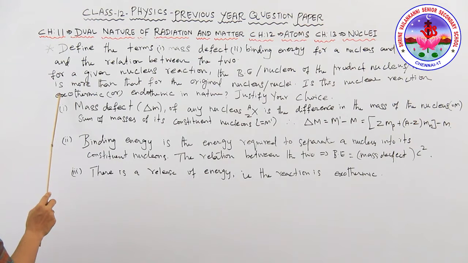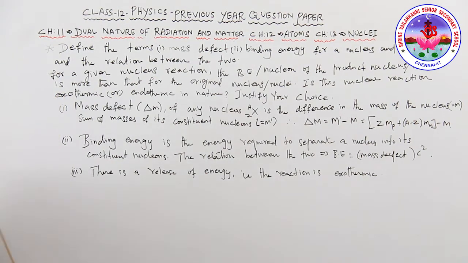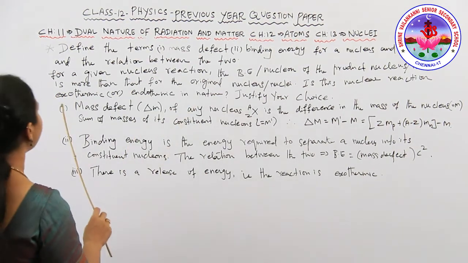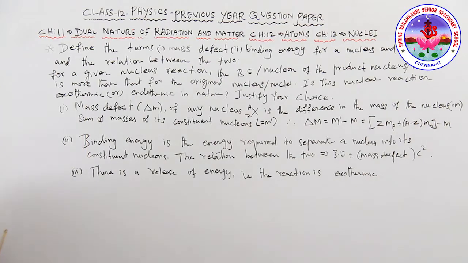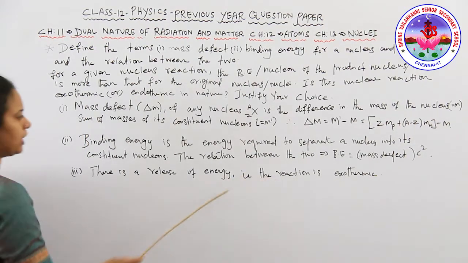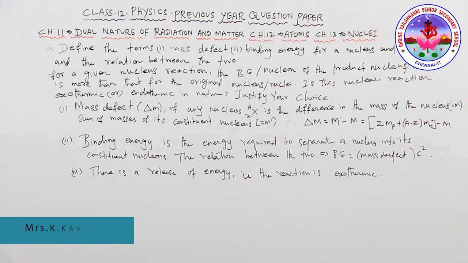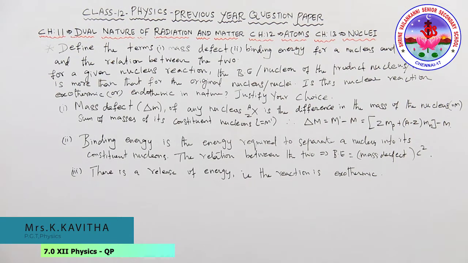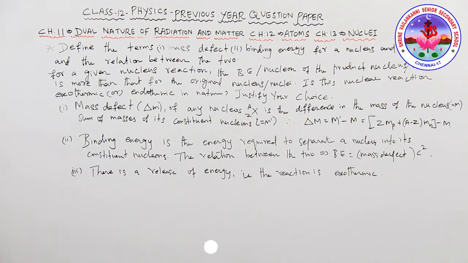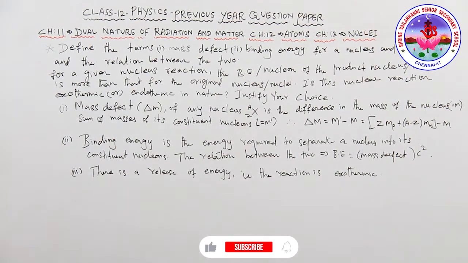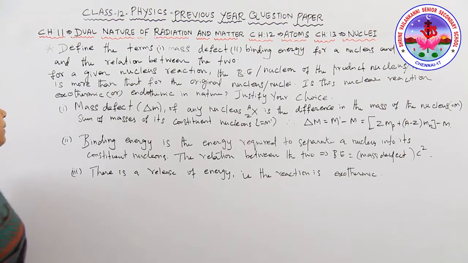The next question they have asked is whether the nuclear reaction is exothermic or endothermic. Actually, that reaction is an exothermic reaction, because of the increase in binding energy per nucleon, which implies more mass has been converted into energy. So this would result in the release of energy. So this is an exothermic reaction.